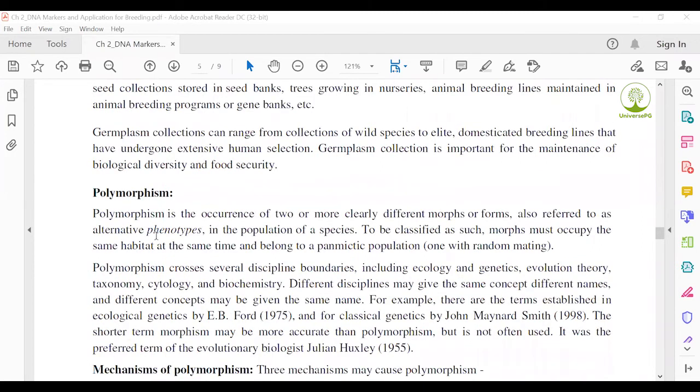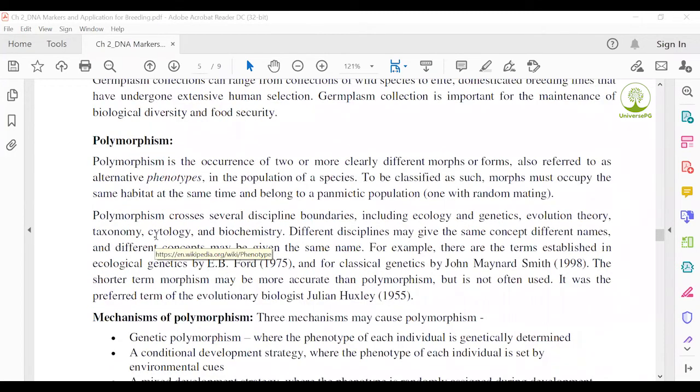Polymorphism. What is polymorphism? Polymorphism is the occurrence of two or more clearly different forms, morphs, also referred to as alternative phenotypes, in the population of a species.